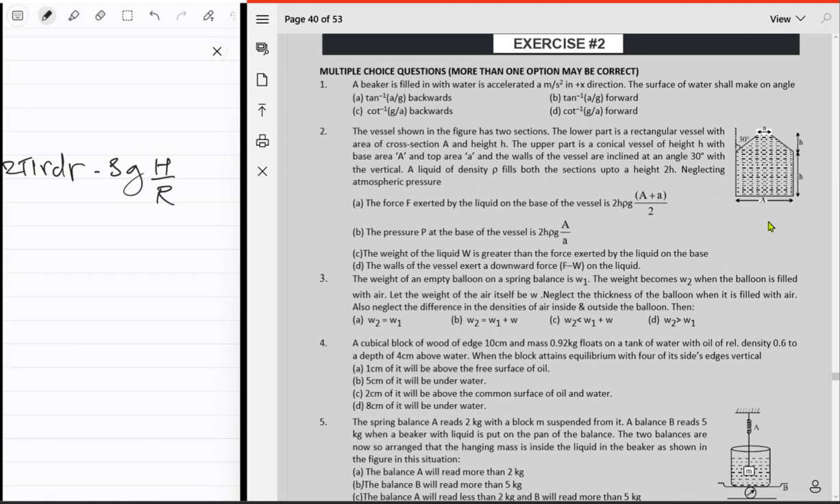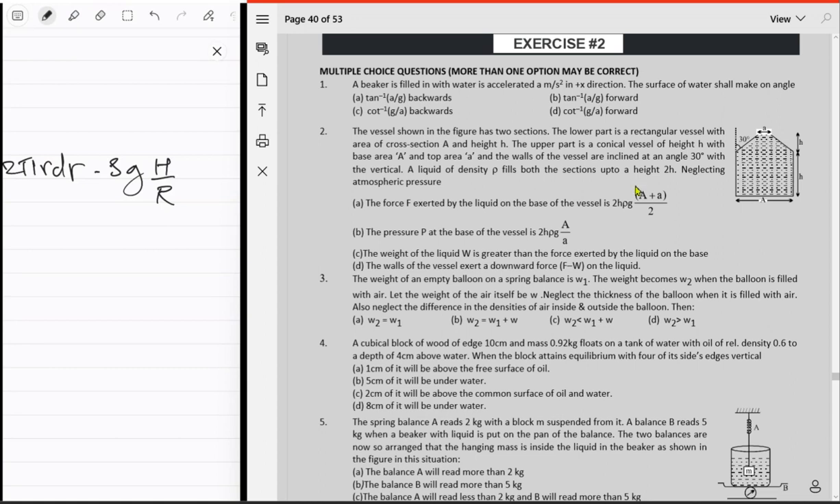How do I even do this? I have no idea how to start this. Okay, yeah, I mean, at the base we can actually figure out the force would be, but then this stuff. And what is F, by the way? Oh, the force F exerted by the liquid on the base of the vessel. That's definitely not this thing.